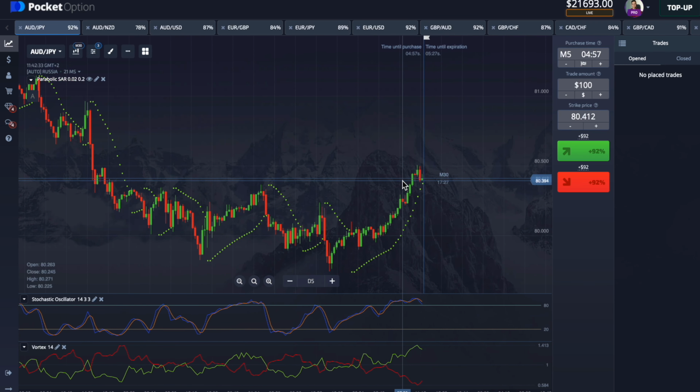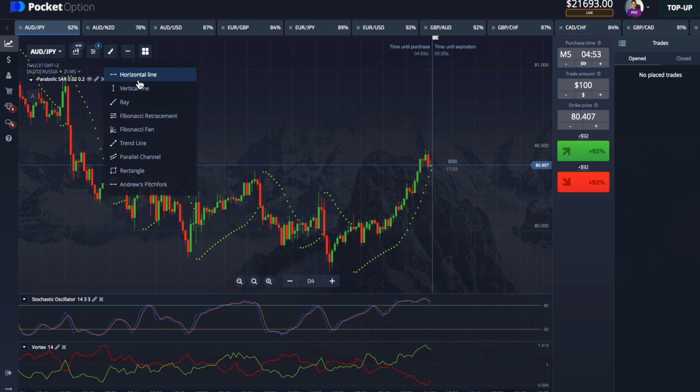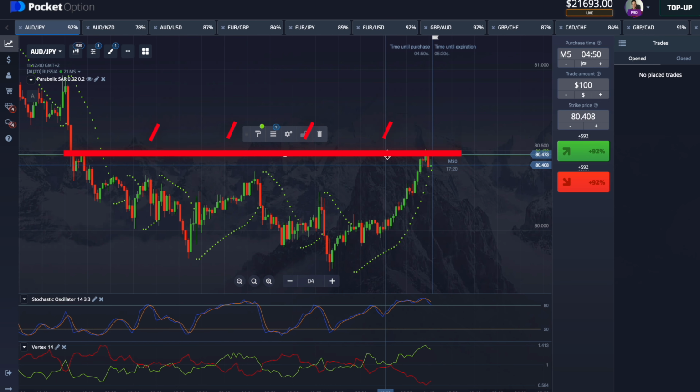Moving on, the 30-minute time frame of our third trade greets us with yet another downtrend. So let's identify the level of resistance the market should bounce off of.